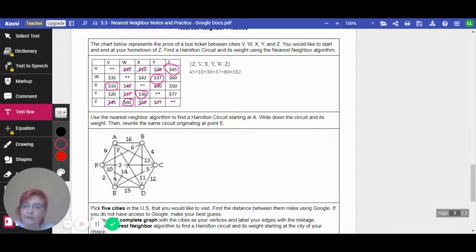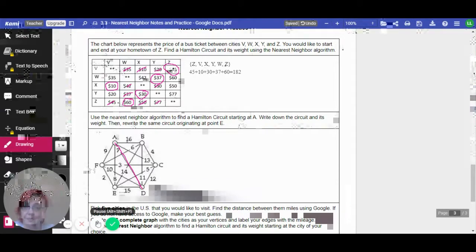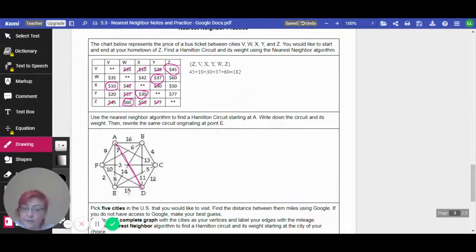All right, from A, 9, 8, 7, 13, 16. So 7 takes me to D, which is my nearest neighbor. From D, 15, 10, 11, 12. So 10 takes me to F, which is my nearest neighbor.